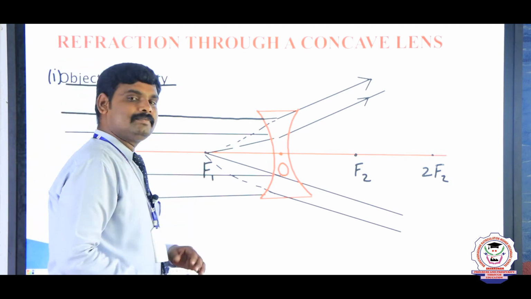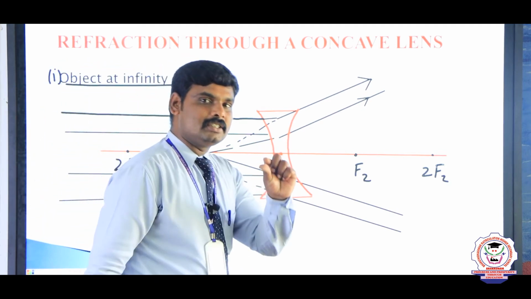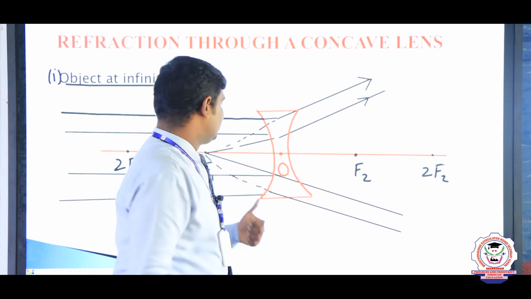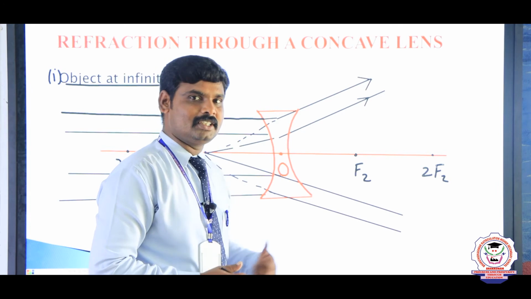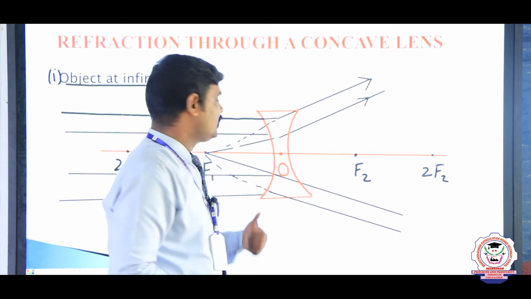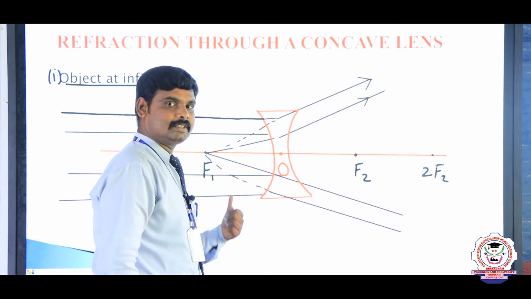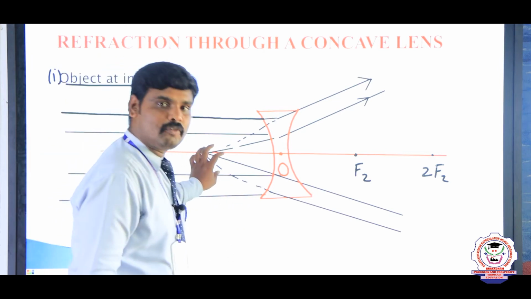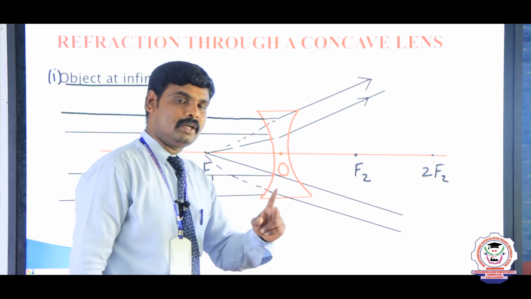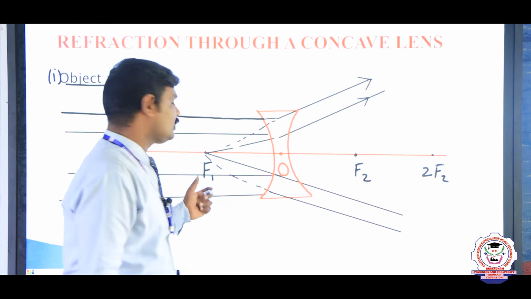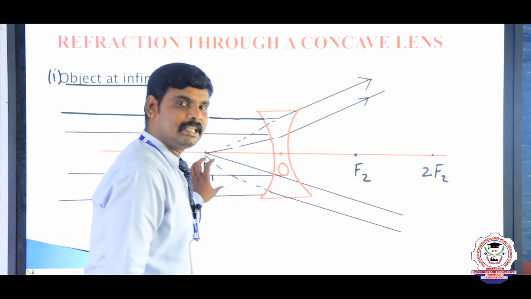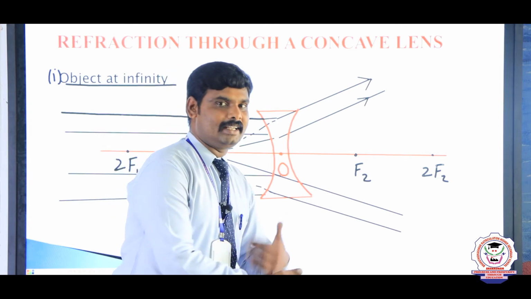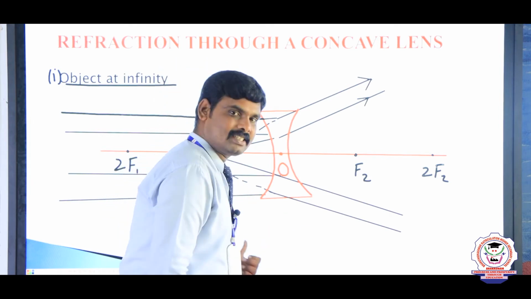At this point the size is very small. The nature of the image is virtual. This is not real and inverted, this is a virtual image. See the position, at focus. Second, the size of this image is small and the nature of this image is virtual and erect. This is our first case.